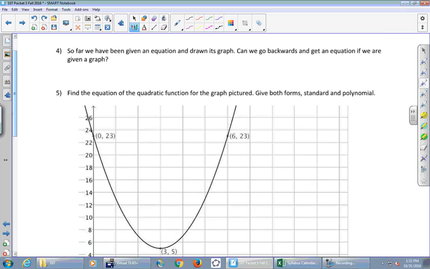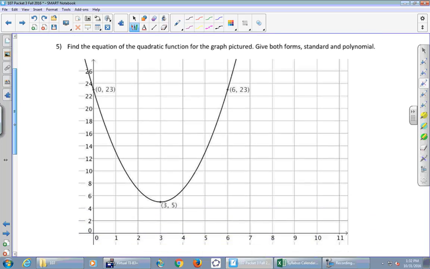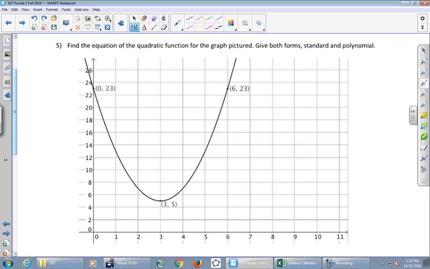So far, we've been given an equation and we drew the graph. That's what we just spent a bunch of time doing. We're going to try to go the other direction right here. So in number 5, I'm giving you the graph and I'm asking you to find what? Find an equation. So let's find an equation.